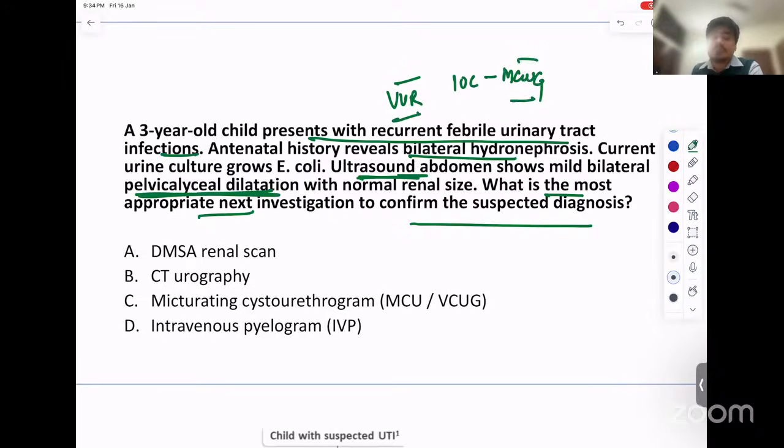Right? Even if you are not able to get to the diagnosis, what do we do in recurrent UTIs? Whenever there are recurrent UTIs, the first investigation is ultrasound, which they have already done. After ultrasound, you do what? You do an MCUG.